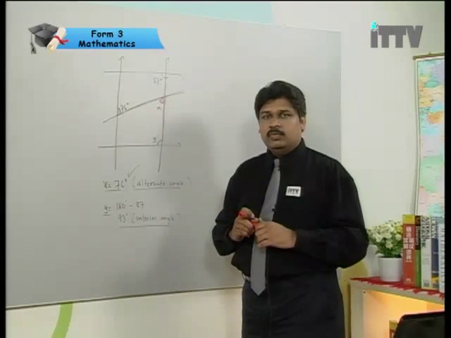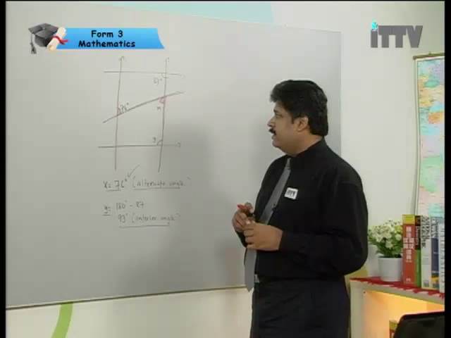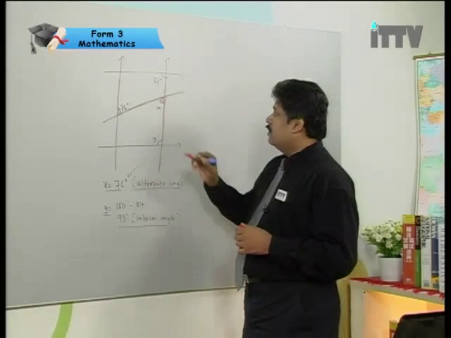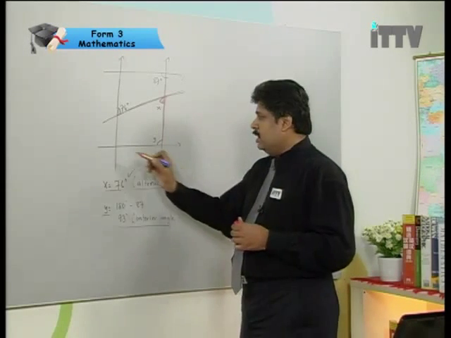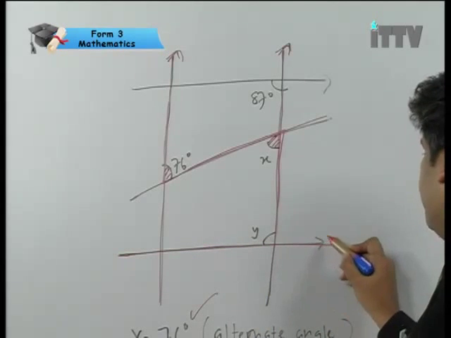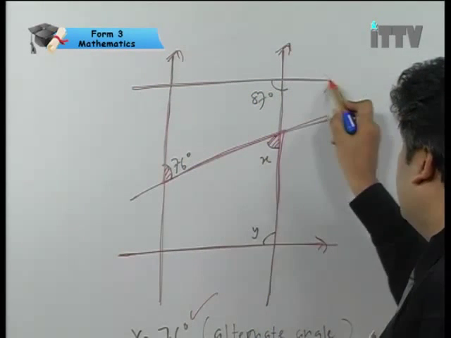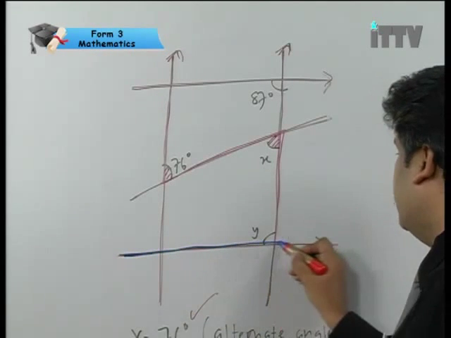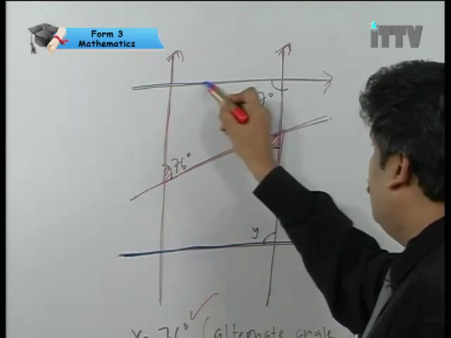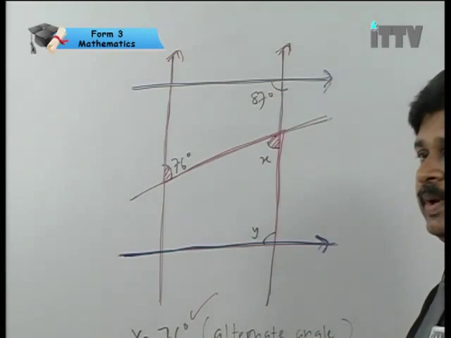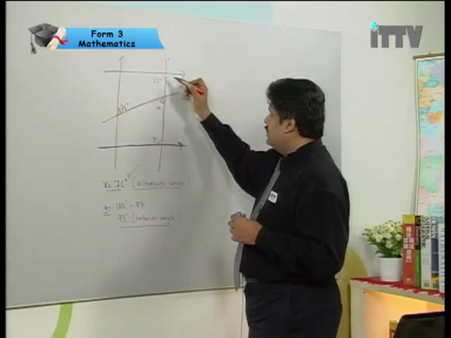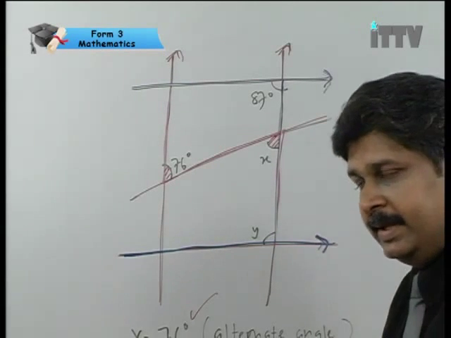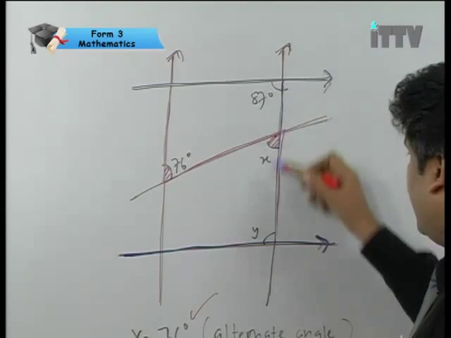Then let's look into y. How is y relevant to 87 or 76? Now, if you look, we have another pair of parallel lines. We have a parallel line this way, and we have a parallel line this way. I think let me put it to you in blue so that it's much clearer. We have this, and we have another parallel line this way. If I were to draw a transversal downward, so now I think you are able to see this clearly. So we have a parallel line, we have a transversal.